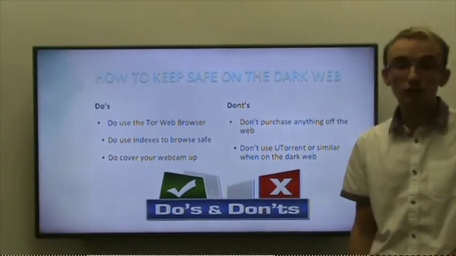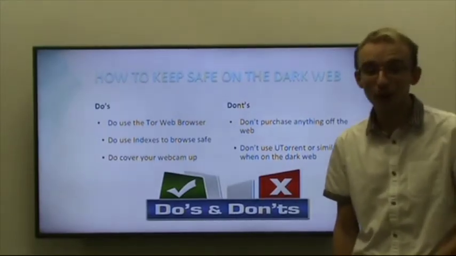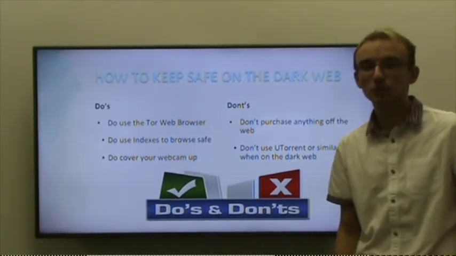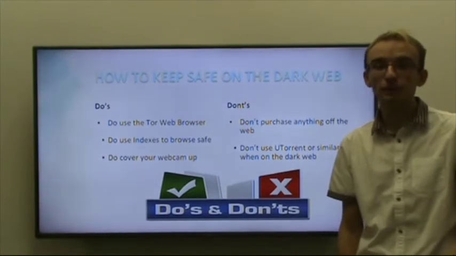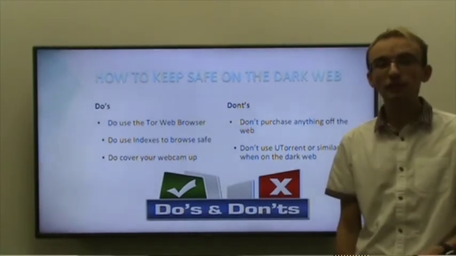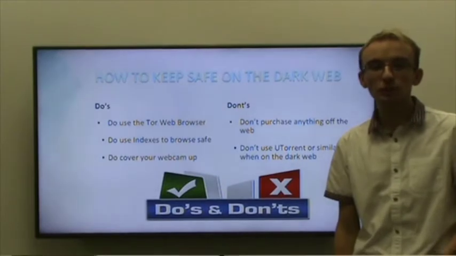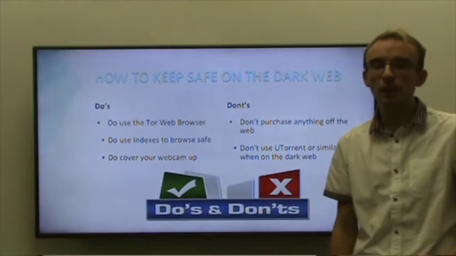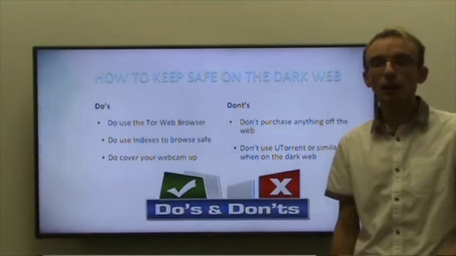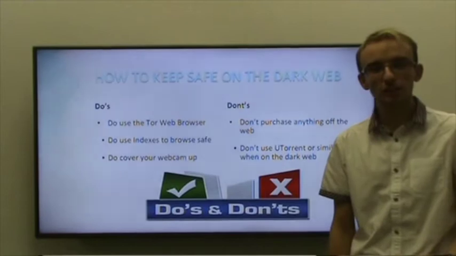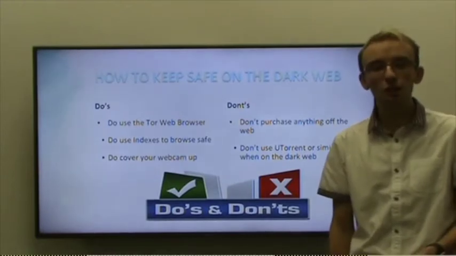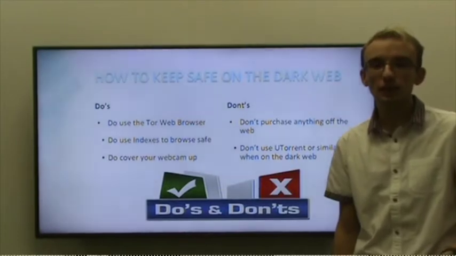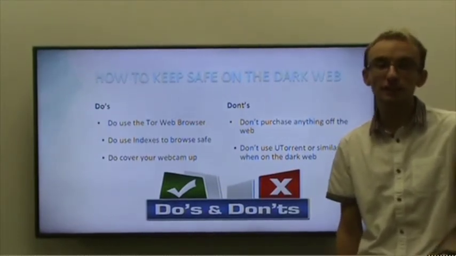And just some don'ts. Don't purchase anything off the dark web. This is where the use of the dark web does become illegal, as you could be potentially buying harmful and dangerous goods. My final don't is don't use websites such as uTorrent or downloads when you are on the dark web. The aim of the dark web is to browse the internet anonymously. However, if you do start using uTorrents or downloads, then this does make you subject to your anonymity being taken away.